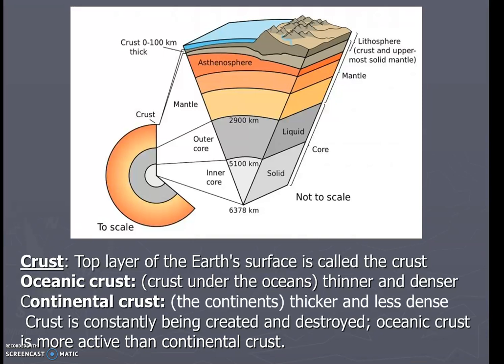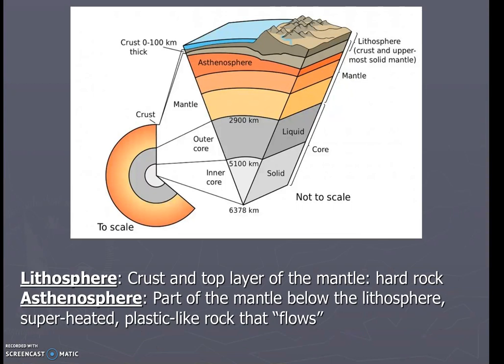In order to get some background on landforms and how they form, we need to review the parts of the Earth. So the crust, up here, is the top layer of the Earth's surface. There's two types of crust, oceanic crust, which is thinner and denser, which means it's heavier, and the continental crust up here, which is what the continents are made of, is thicker but less dense. The crust is constantly being created and destroyed, and oceanic crust is moving a lot more than continental crust.